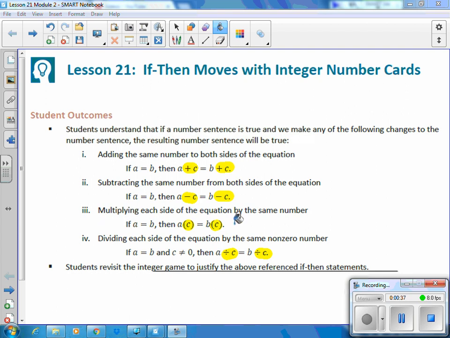Multiplying each side of the equation by the same number. If A is equal to B, then A times C is equal to B times C. Dividing each side of the equation by the same non-zero number. If A is equal to B and C does not equal 0, then A divided by C is equal to B divided by C. Students revisit the integer game to justify the above referenced if-then statements.